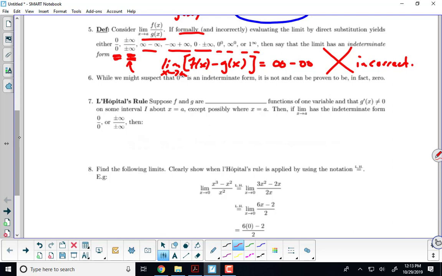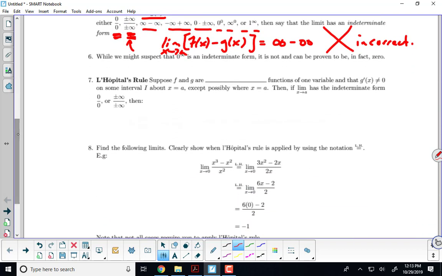Okay, so here is L'Hopital's rule, and L'Hopital's rule is a specific derivative rule, or a specific rule that allows us to evaluate limits if they have a particular indeterminate form. Okay? There's a lot of nitpicky conditions to using L'Hopital's rule, so be careful with this. First of all, it says, suppose that both functions are differentiable functions of one variable, and that the derivative of the denominator function is not 0, and this is all occurring on some interval I about x equals a, except possibly at a itself.